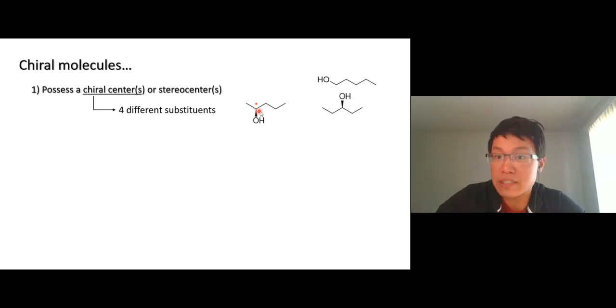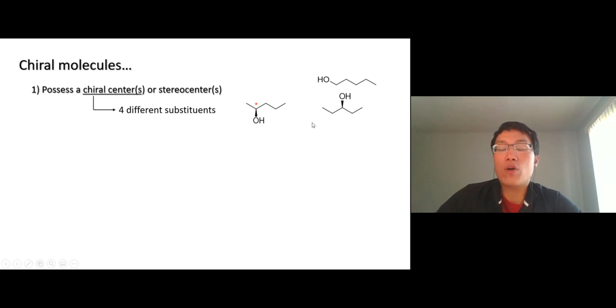I'll take a look at this carbon right here. This is the chiral center, okay? So what do we mean by 4 different substituents? This carbon right here has an OH, that's 1. A propyl group, that's 2. A methyl group, that's 3. What's the other one? The hydrogen, pointing to the back, okay? That's 4. 4 different substituents on it, right?